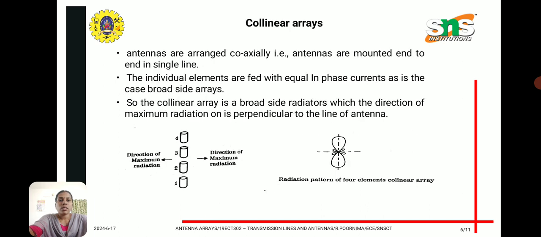Next, collinear arrays. Here the antennas are arranged coaxially, that is, end to end in a single line. Individual elements are fed with equal in-phase currents, as in the case of the broadside array. The direction of maximum radiation is perpendicular to the line of the antenna. So it also produces a bidirectional pattern.